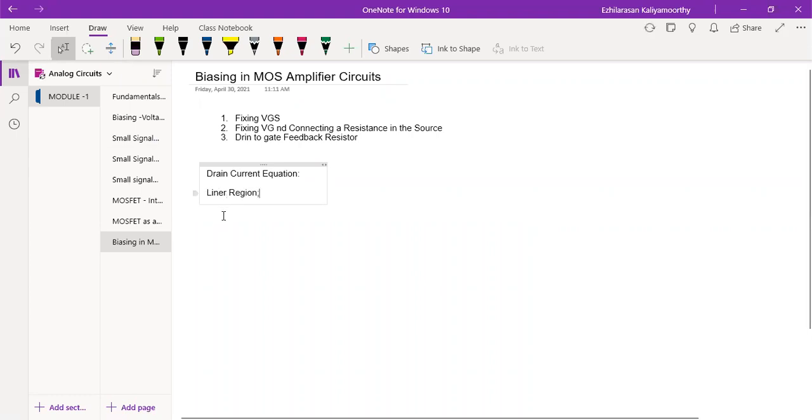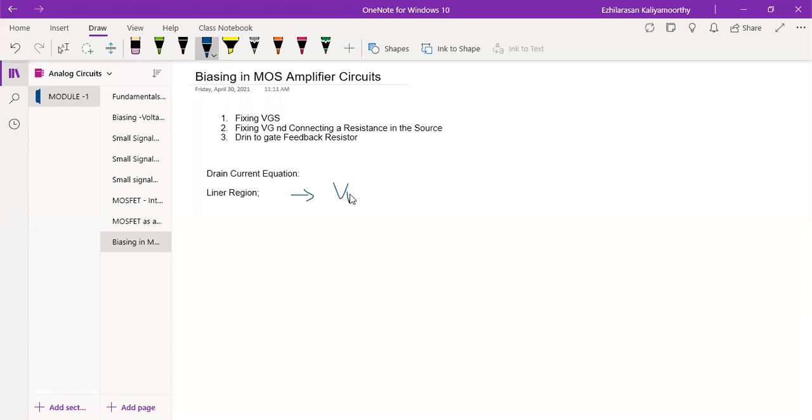First, for the linear region, what is the drain current? What is the condition for the linear region? The condition for the linear region is VDS less than VGS minus VT. You should remember this, okay?